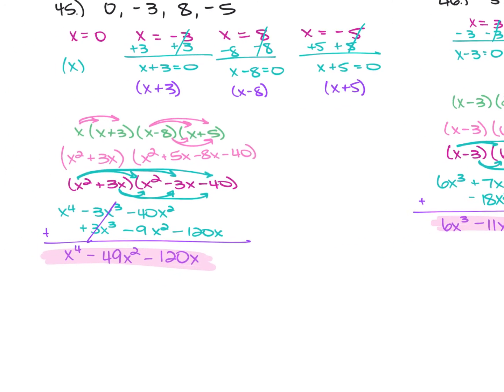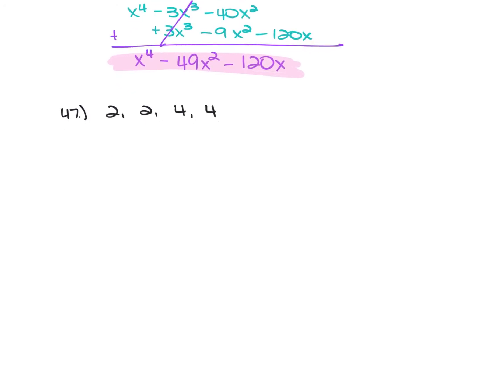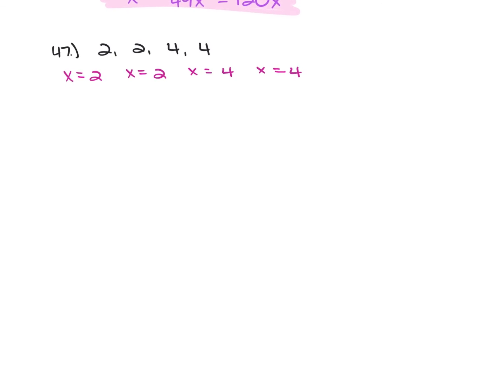For 47, it gives you the zeros of 2, 2, 4, and 4. So this is like saying x is equal to 2, x is equal to 2, x is equal to 4, and x is equal to 4. So we move the 2 over by subtracting it from each side.